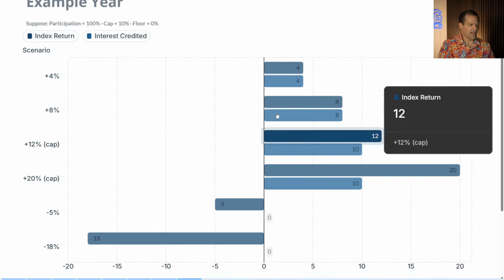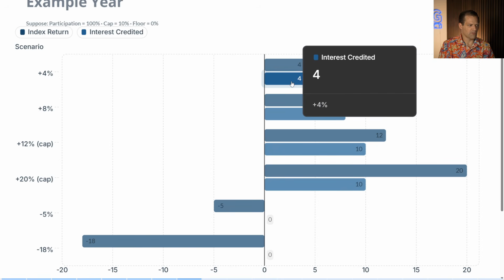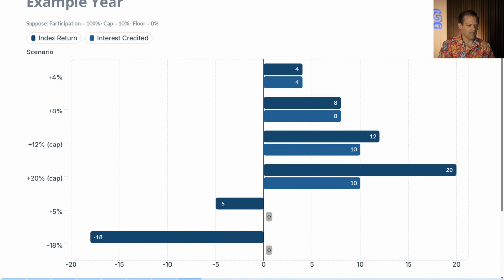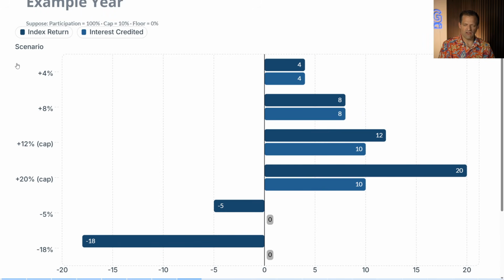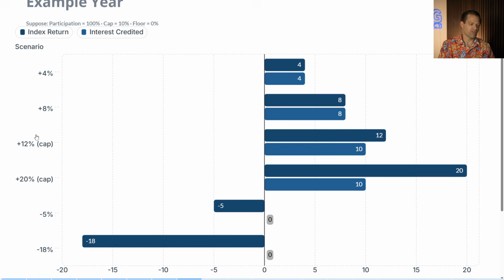if you're in a year where we have an index return versus an interest credit IUL. So if it's 4%, again, you've got the participation of 100%, cap at 10, floor at 0. So here in year one, both the index and your investment in stocks get a 4% credit, 8% since it's under 10% credit. Now the 12% year, because there's a cap of 10, your IUL only gets 10, whereas your stock investment gets 12. Now, if you have a 20% year, yeah, your stocks get 20, but you still get 10 in your IUL.